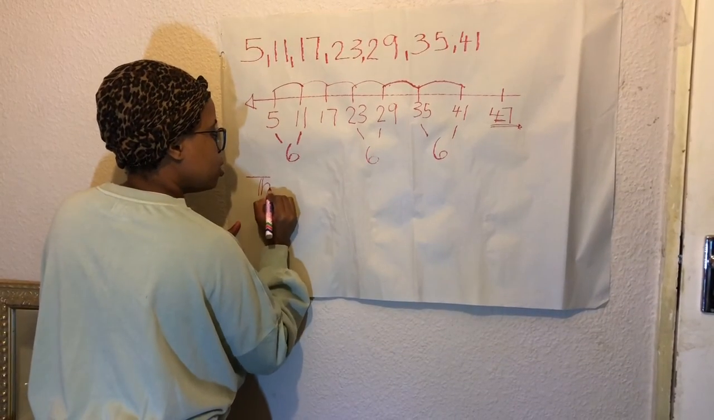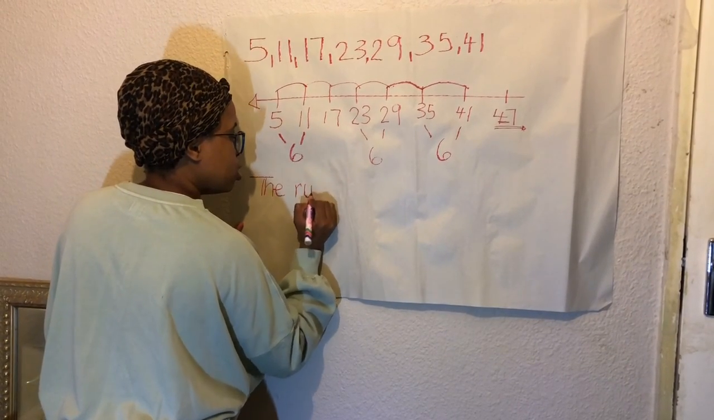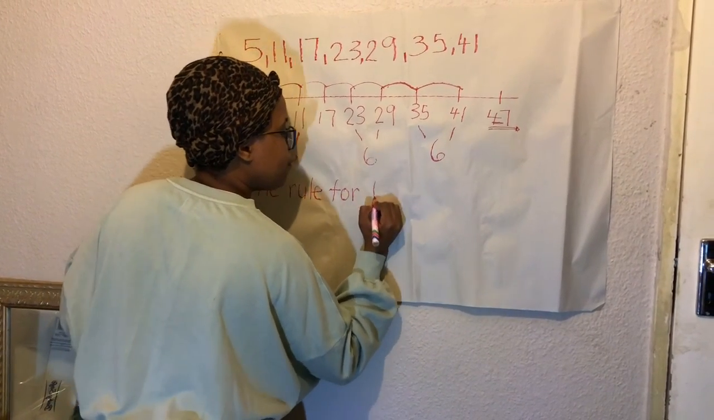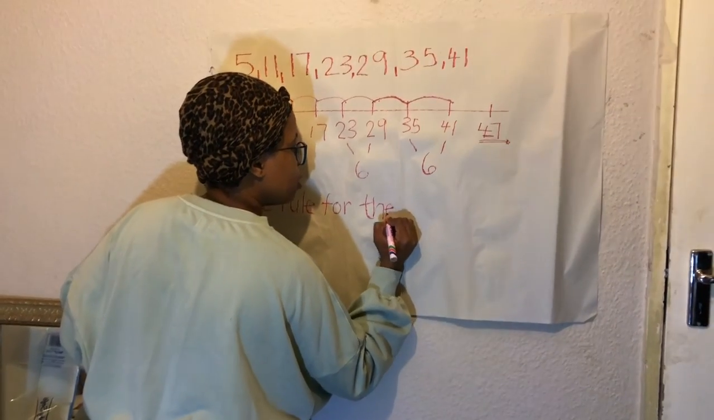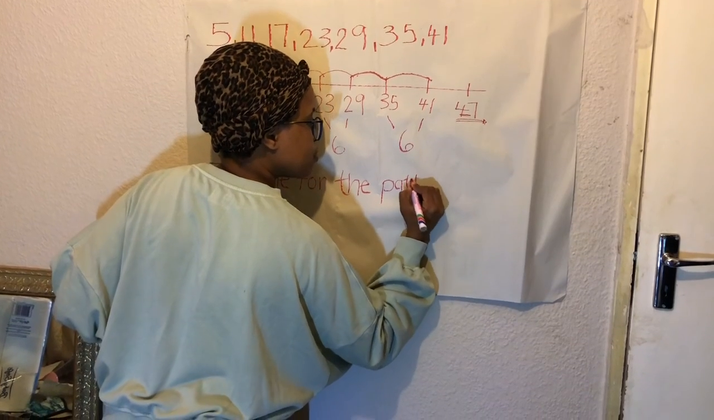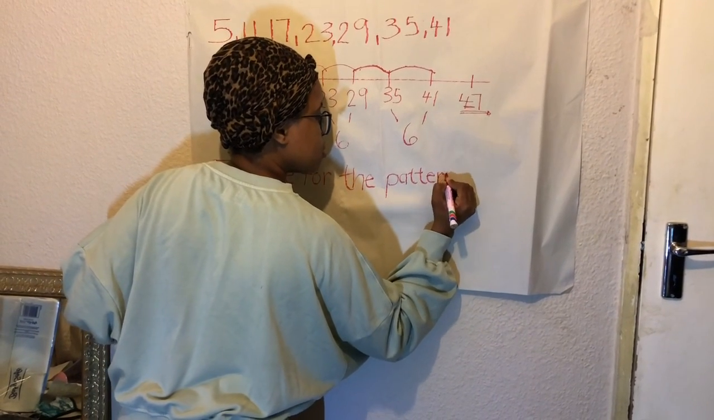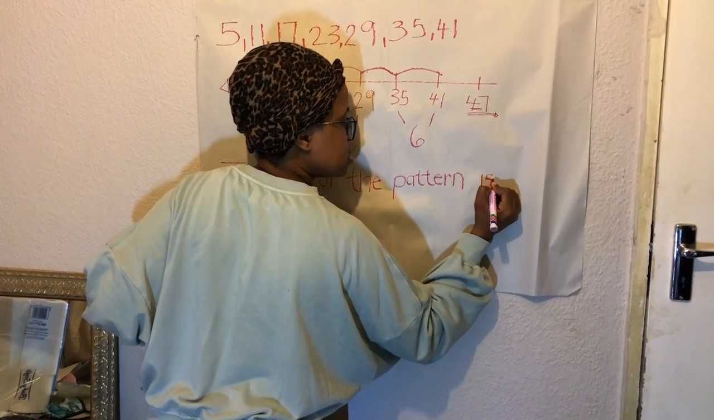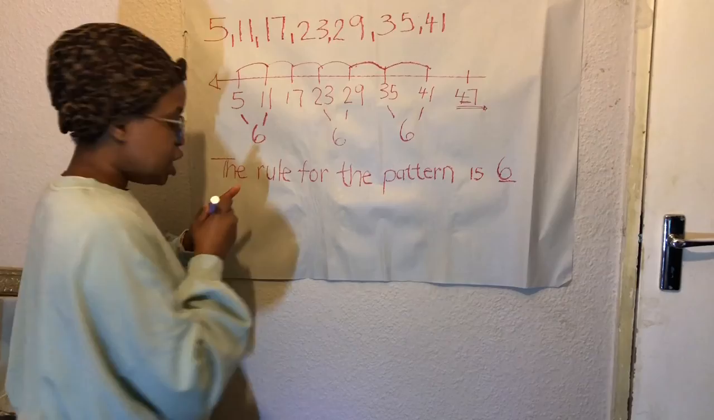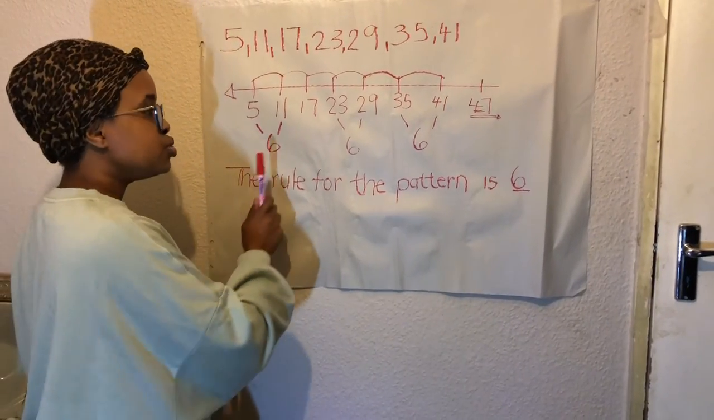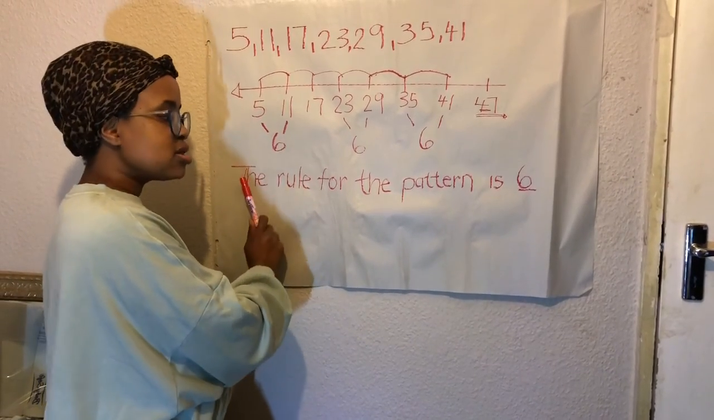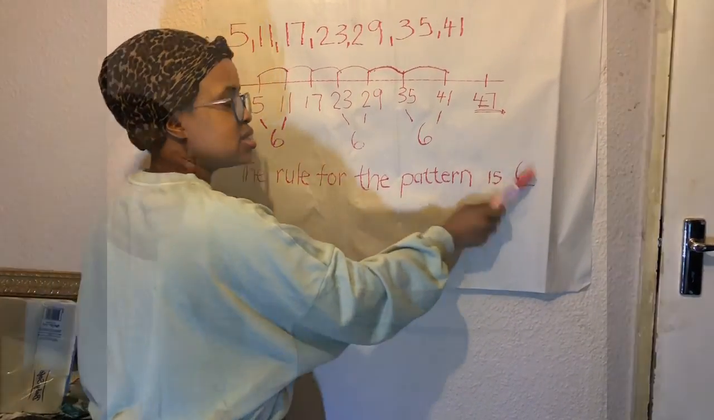The rule for the pattern is 6. When you do it in your workbooks, after you find the rule for the pattern, you write the sentence: the rule for the pattern is 6.